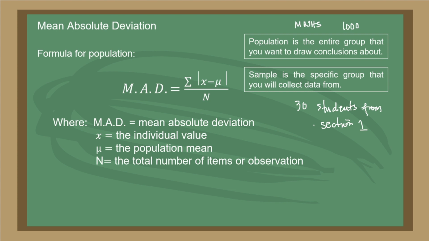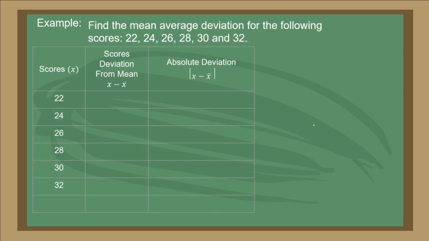For our example, we will use the formula for sample. Okay? So find the mean absolute deviation for the following scores: 22, 24, 26, 28, 30, and 32. As you can see, we have created a table. In the first column, we put all the scores. The second column is the score's deviation from the mean. And the third column will be the absolute deviation.